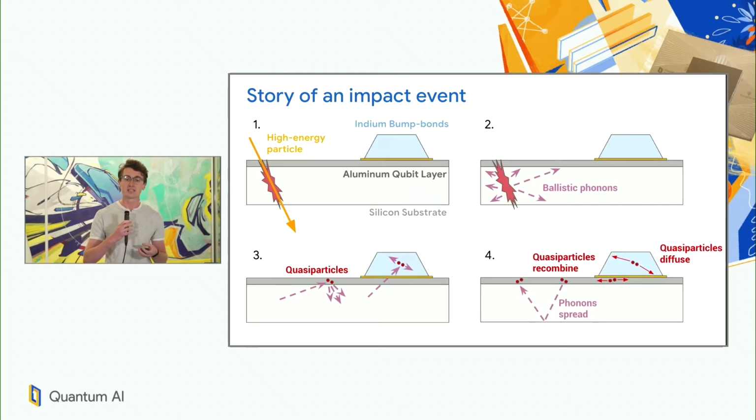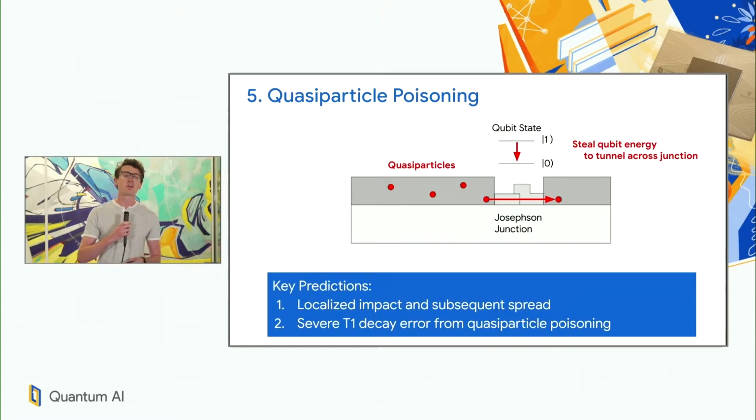These quasiparticles then scatter and produce additional phonons. And so as the event progresses, energy moves between the quasiparticle population and the phonon population as it spreads out through the device. But it's the quasiparticle population that we're especially concerned about. And the reason for that is an effect called quasiparticle poisoning.